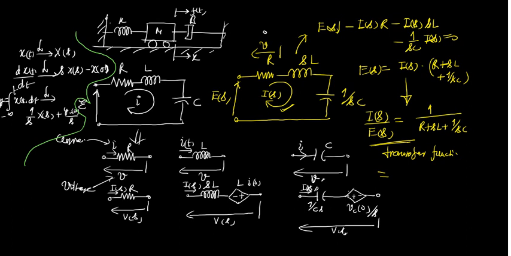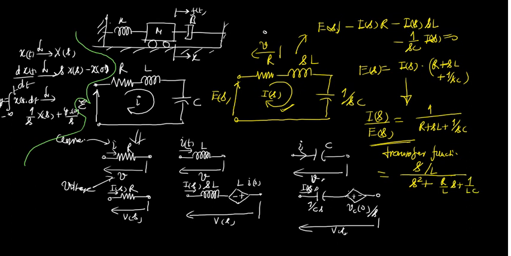So it is going to be S by L. So it is S square plus R by L S plus 1 by LC. Okay, this is what you are seeing, the transfer function is there.